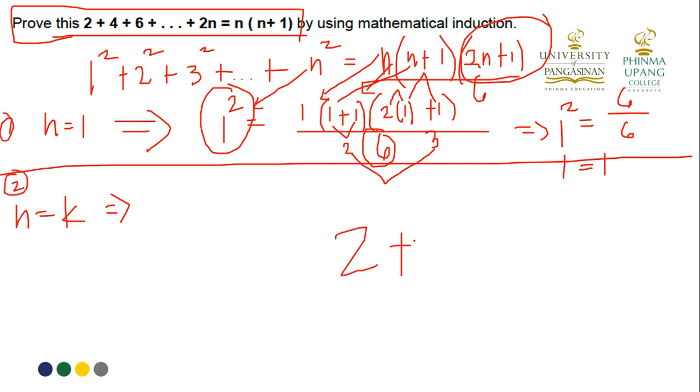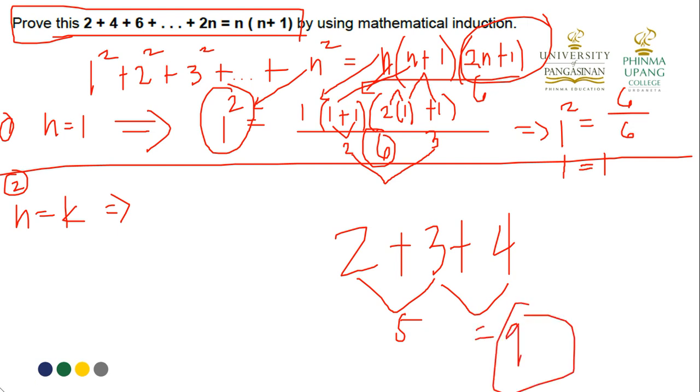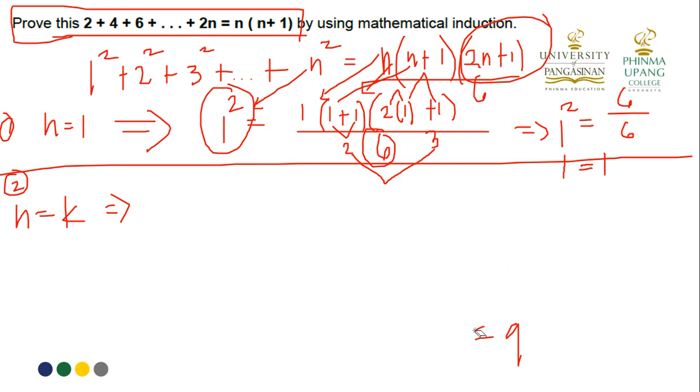Okay, ang idaan-daan pa natin, 2 plus 3 plus 4. What is 2 plus 3? 5. What is 5 plus 4? 9. 9. Nasibukat na ba? N is equal to K.